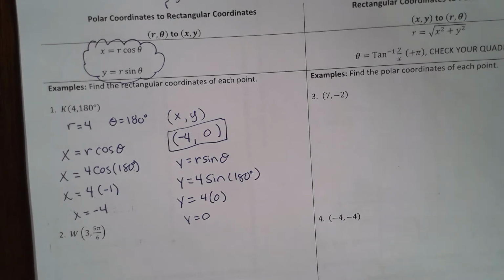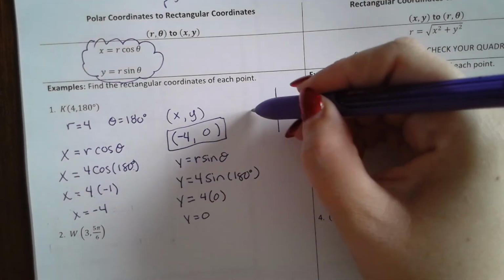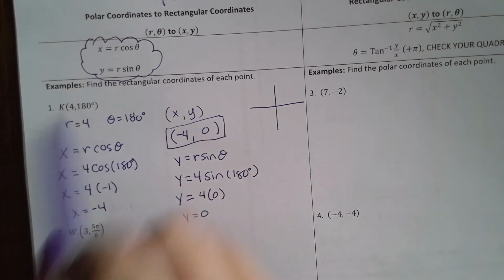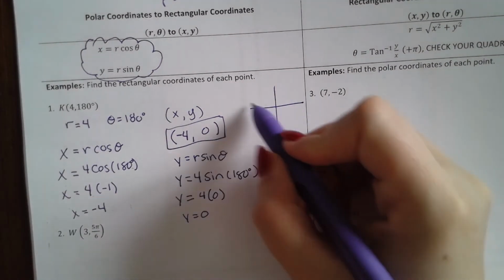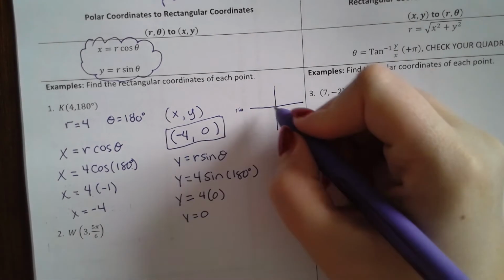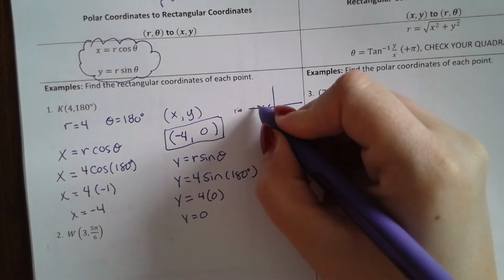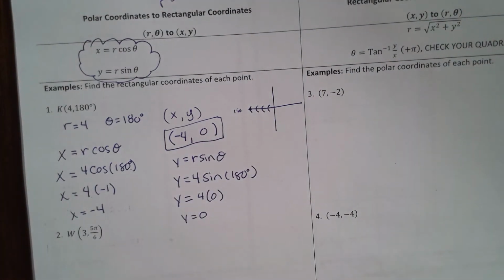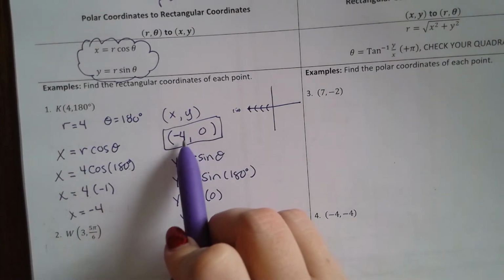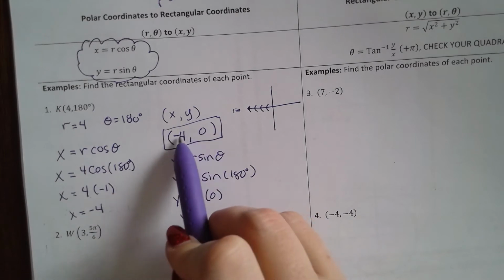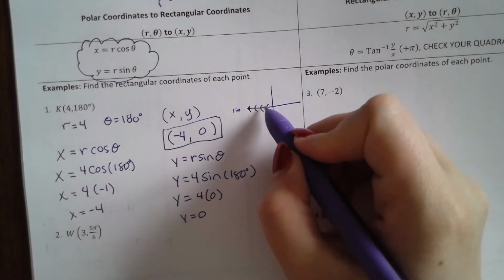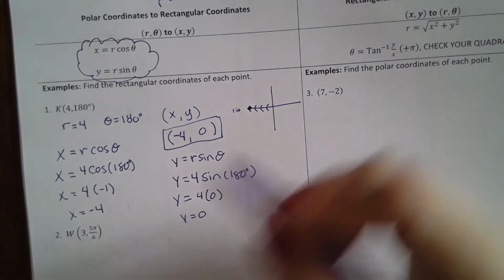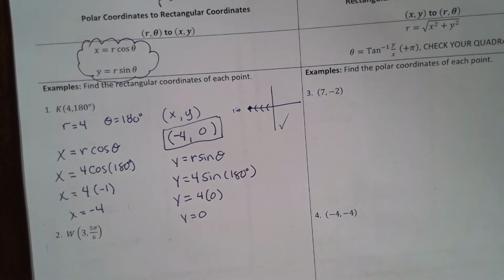Now let's think about if that makes sense. If I told you to plot the ordered pair for 180, we would go to where 180 is, which would be right here, and we would go out 4 circles. 1, 2, 3, 4 circles, and that would be our ordered pair. Does that make sense that the rectangular ordered pair would be (-4, 0)? Well, if I want -4 left and up or down 0, that would give me the same point. So that does make a lot of sense.